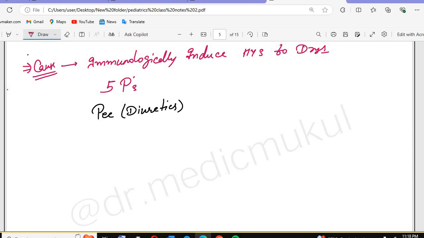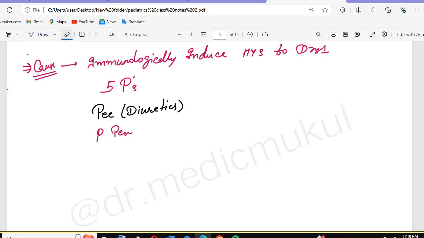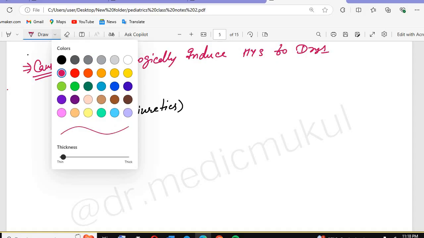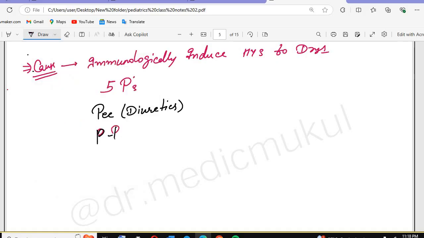Then we have P for diuretics. Another P, remember, is penicillin. Penicillin and cephalosporin.